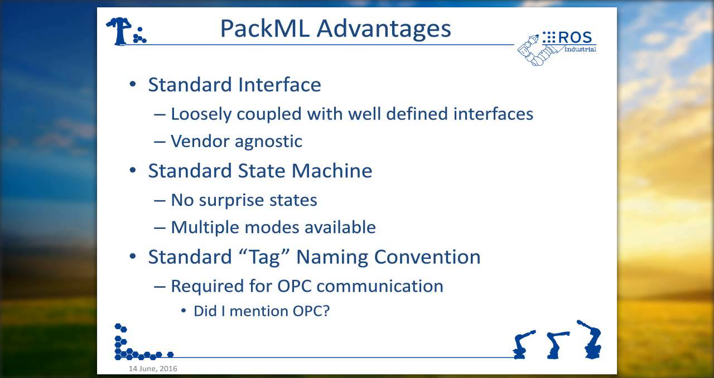So like with anything, having good standard interfaces is an advantage for PackML. The interfaces are primarily tags with a standard naming structure, but these loosely coupled interfaces that you have between various equipment modules that are set up with PackML, it could be a robot, could be a web line, could be an extruder. They can be vendor agnostic as long as they adhere to the interface standard. And then the standard state machine is really nice because it allows you to have no surprises, which is very important when you're programming controls and automation.